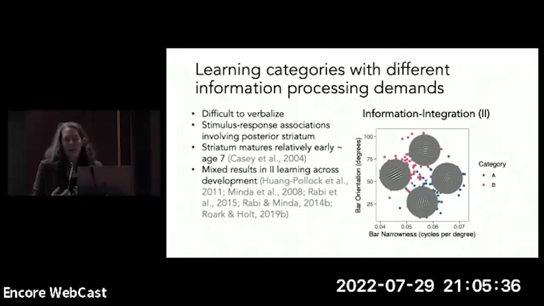And in fact, the results are actually a bit mixed about this in the literature. Some studies show that learning is just as good in children and adults. Other studies show that children are still worse than adults. And so we really want to try to figure out how children solve these different problems. And again, here it's key to look at this learning in the same children to understand what's happening.